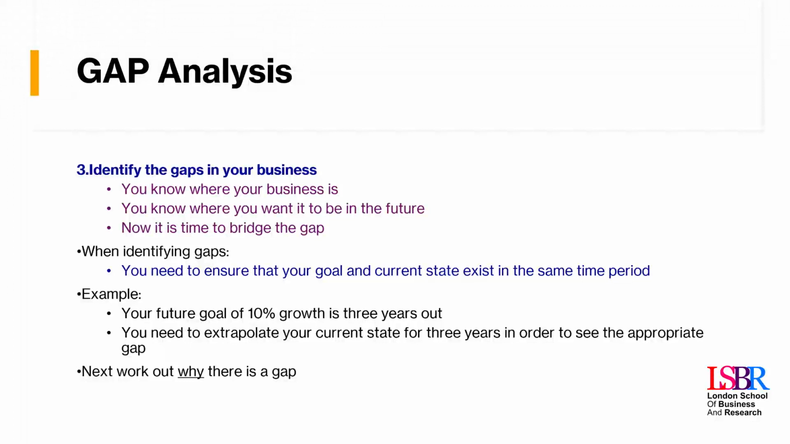You need to ensure that your goal and current state exist in the same time period. So again, you need to be looking at a consistent time period. You can't then say, oh, the gap analysis shows that we can achieve this goal by 2050. Well, that's not any good, because you want to try and achieve it in the next 10 years or 20 years. You need to have a specific goal in mind. You can't just move the goalposts. The goalposts need to be consistent.